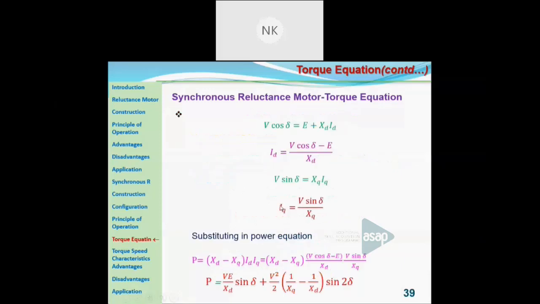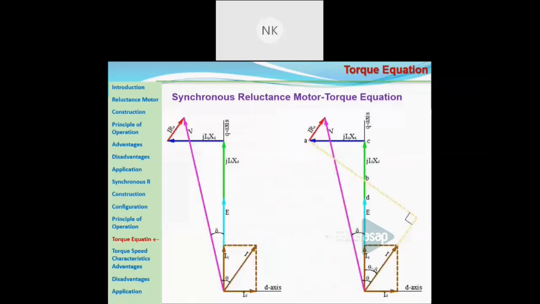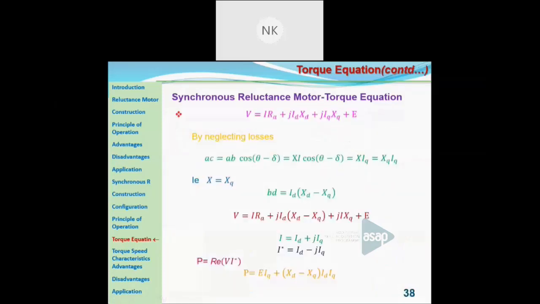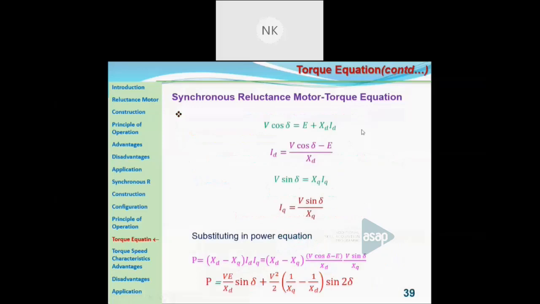So how will you get Id and Iq? From this one, you will get V cos delta. If you take this triangle, V cos delta will be equal to E plus IdXd. And if you take sin delta, V sin delta will be equal to IqXq. So from this triangle, you can have this expression. So V cos delta is this one. From that, you can take the Id component. V sin delta gives Iq, just substitute this one, you will get the equation.